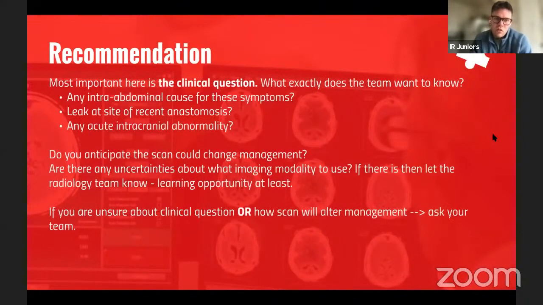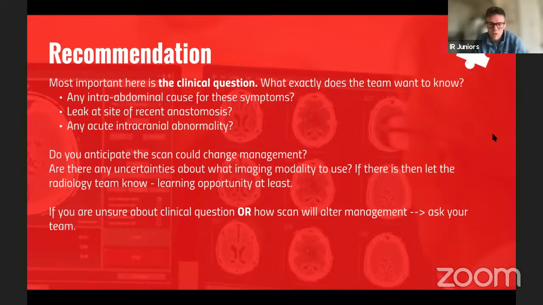The recommendation, to make this fit, I think what needs to sit in this is the clinical question. So what does the team want to know, or what do you want to know, more importantly, about why this scan needs to be done? So is there an intra-abdominal cause for the symptoms? Is there any acute intra-abdominal or intracranial abnormality? And in the context of that, how is it going to change management if this scan is or isn't done?